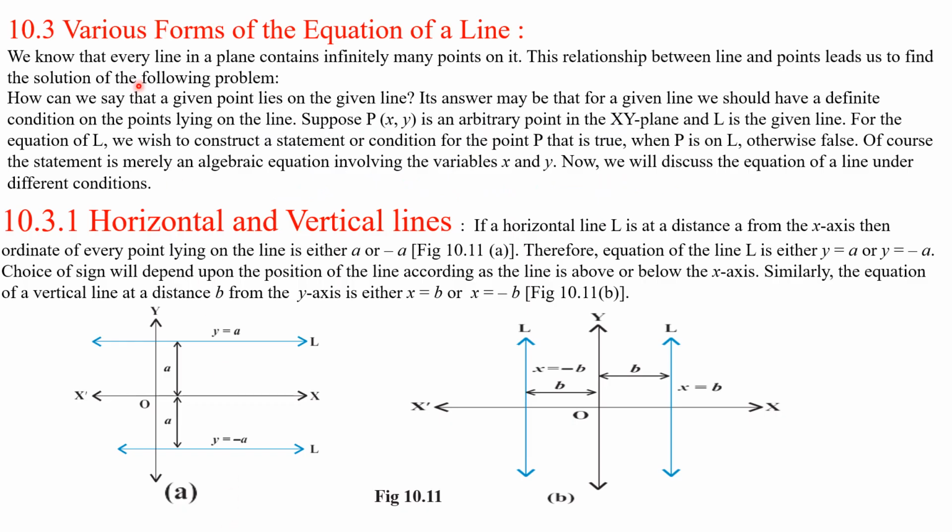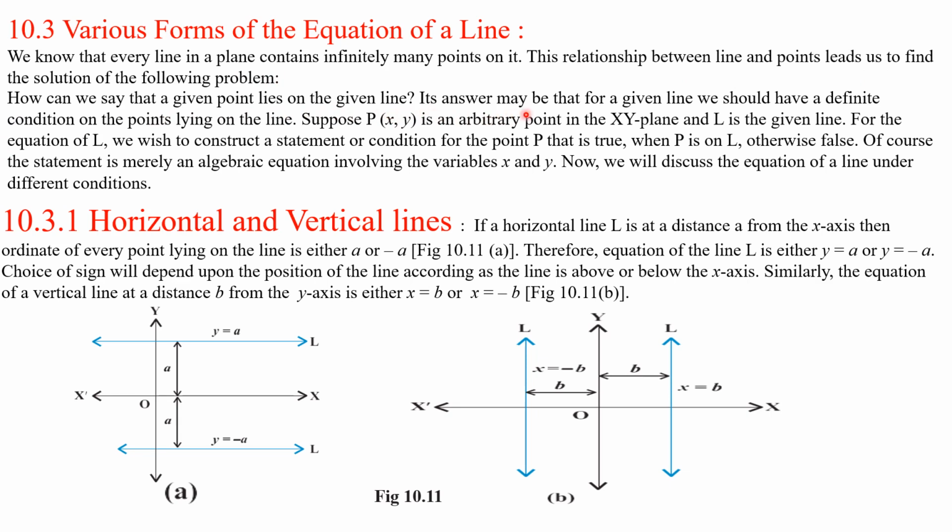In this exercise, we mainly focus on various forms of the equation of a line. We know that every line in a plane contains infinitely many points on it. This relationship between line and the points leads us to find the solution of the following problem. How can we say that a given point lies on the given line?